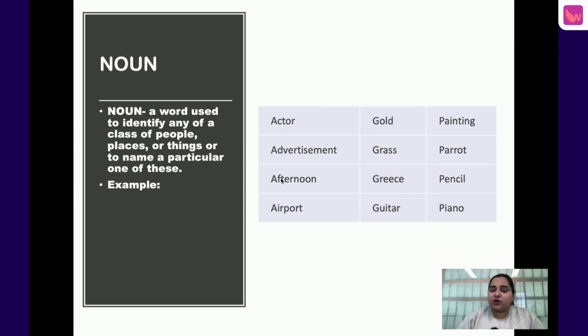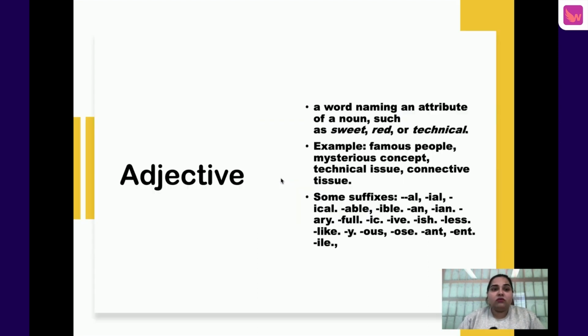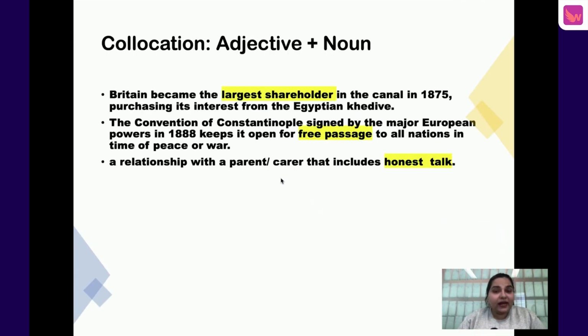For example, actor, gold, painting, Greece, guitar, piano, airport, afternoon. These are nouns, whereas an adjective is a word or an attribute that is attached to nouns, such as sweet, red, or technical. Examples like famous, people, mysterious. Adjectives are basically identified by suffixes, having endings like -al, like musical, influential, then amiable, then incredible. Now, this is a very important collocation, that is adjective and noun.